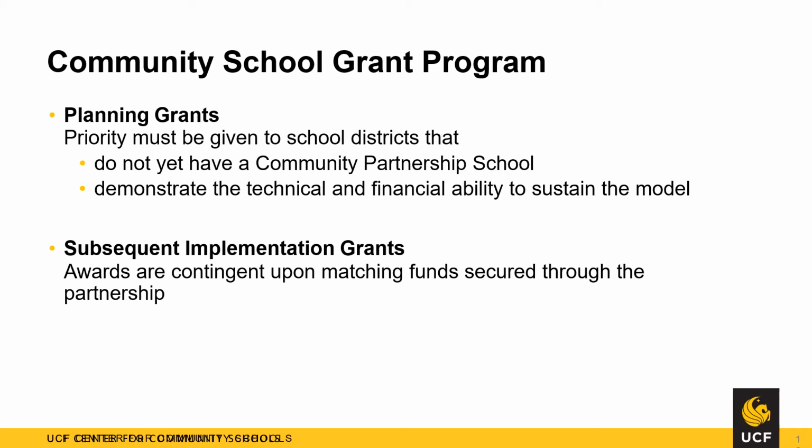The second type is the implementation grants. These grants are non-competitive and the awards are contingent upon matching funds secured through the partnership. And those funds just come from the community in terms of community match. There are also additional deliverables that once your community partnership school site is in the implementation phase, you will learn what those deliverables are, and that is how you secure your funding year over year.